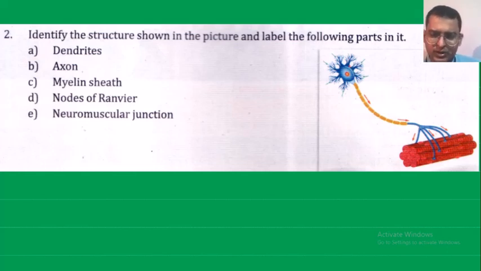Same thing is with the structure of the neuron. Okay, these are all the dendrites, the axon, the myelin sheath on the top. The gaps in this one are known as the nodes of Ranvier. Okay, and this is the neuromuscular junction.